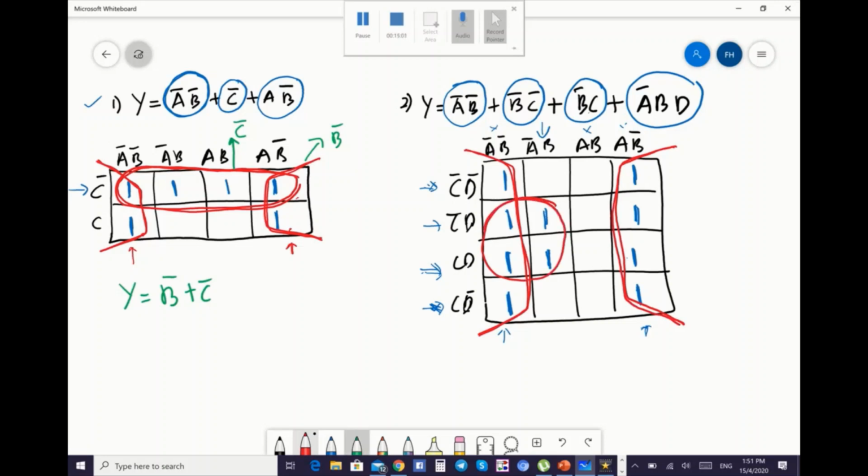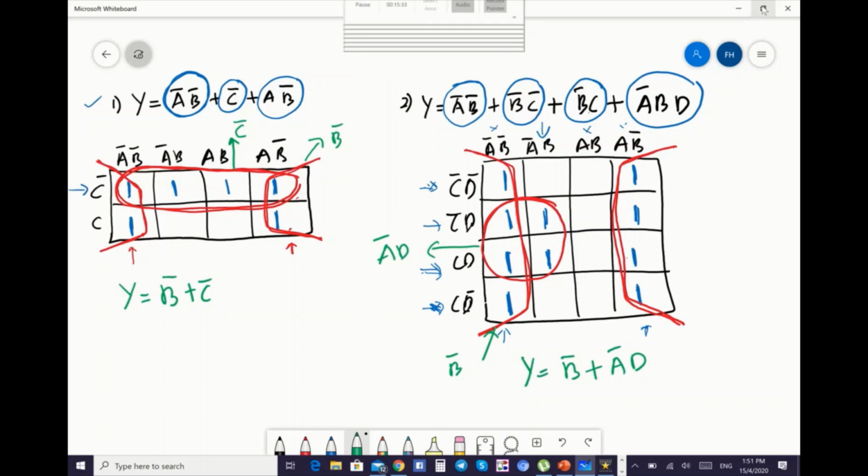So your equation, your product terms. This product term is B bar, and then this product term is A bar and D. So that's why your equation will be Y equals B bar plus A bar and D. So this is how we simplify the equation using K-map.